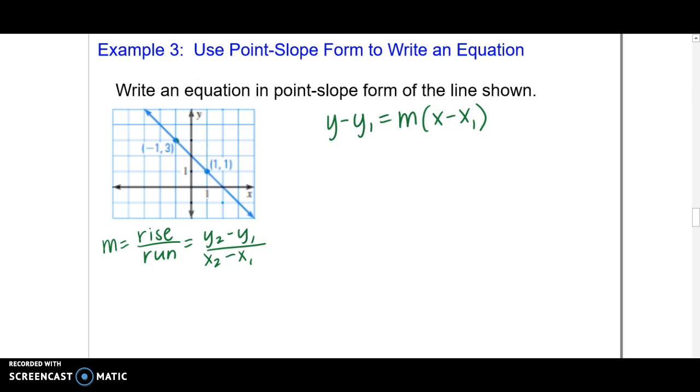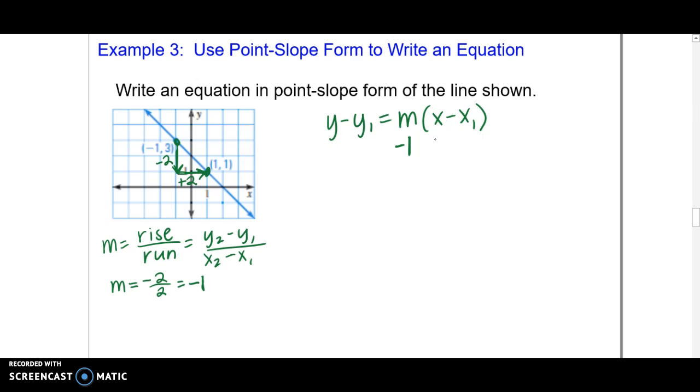So to get from this point to this point, for the rise, I'm actually going to go down 2. I'm going to go right 2. So my rise over run ends up being down 2 over right 2, which ends up being negative 1. So my m ends up being negative 1, so I can go ahead and start filling in. So right under m, I'm going to put my negative 1.